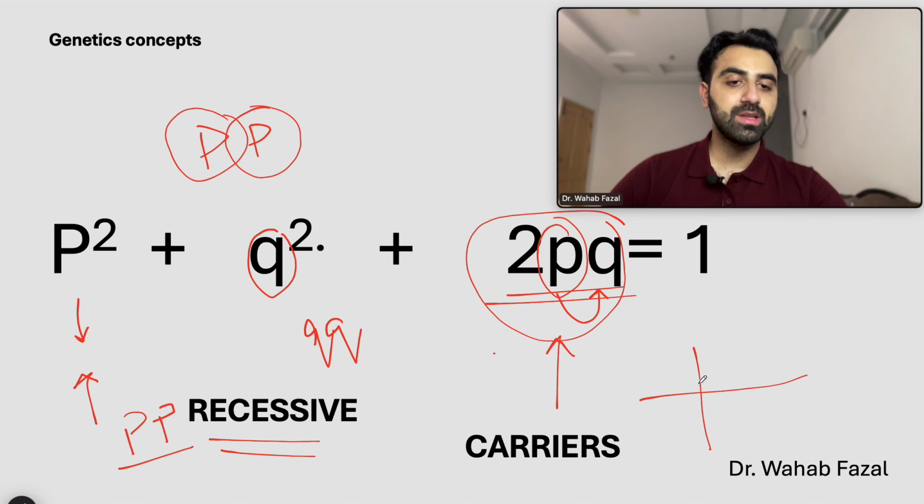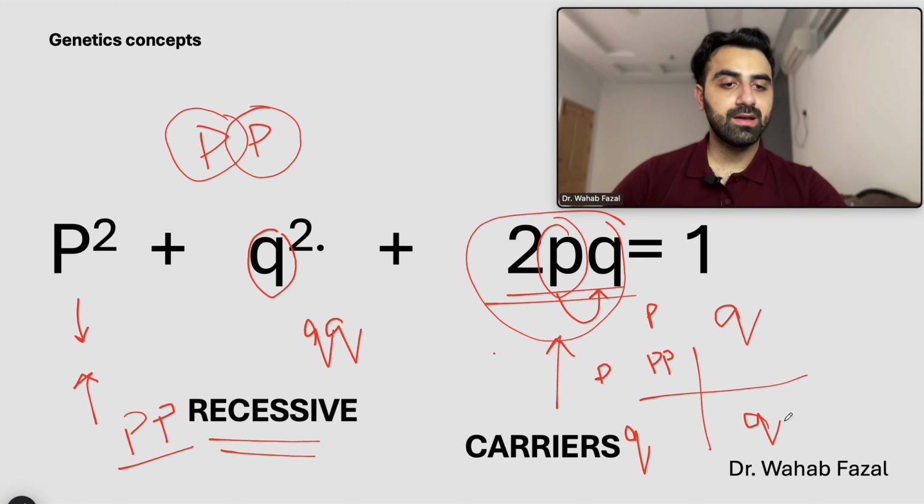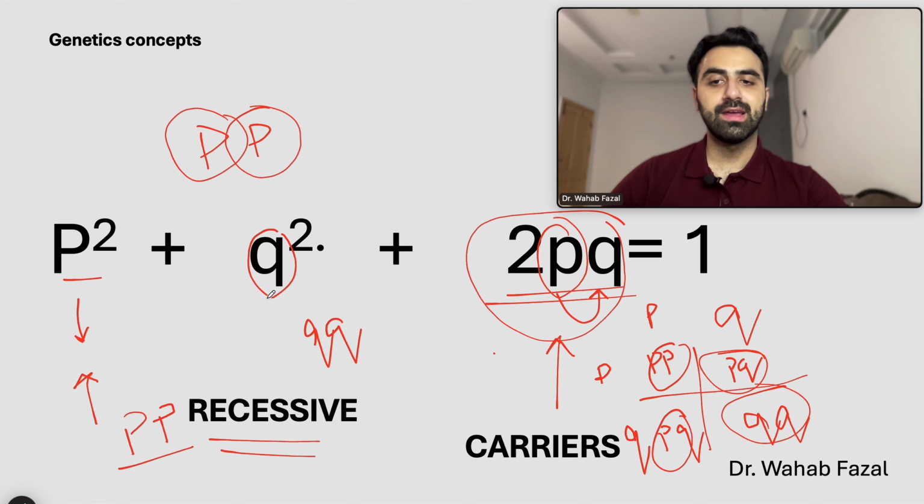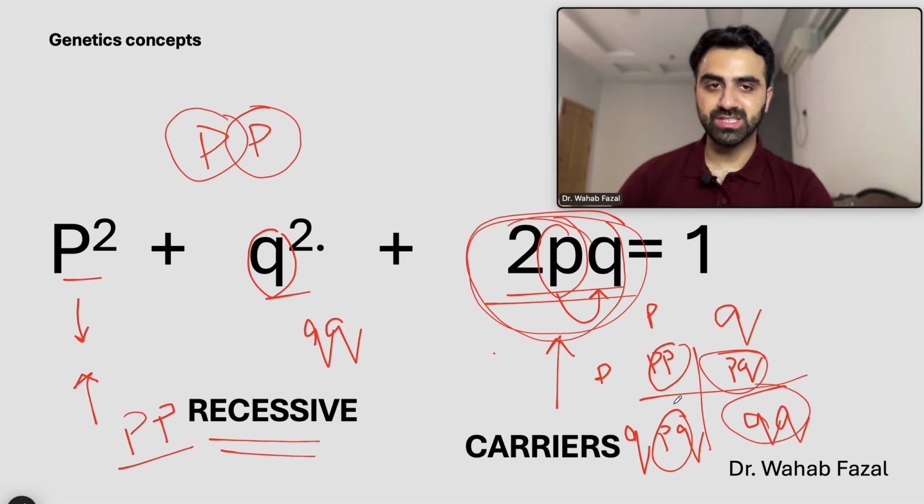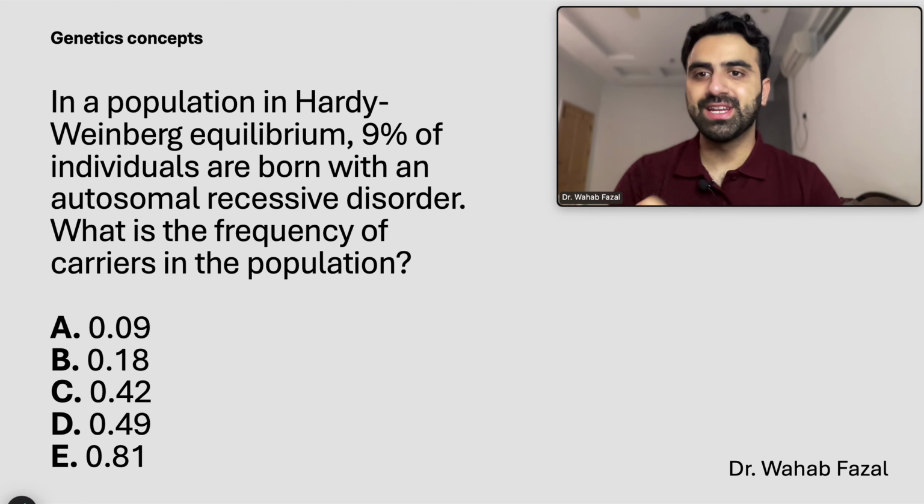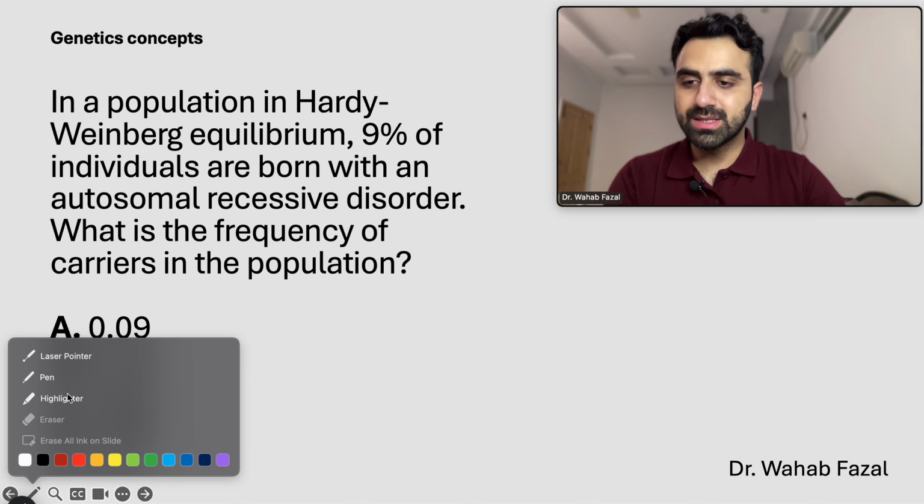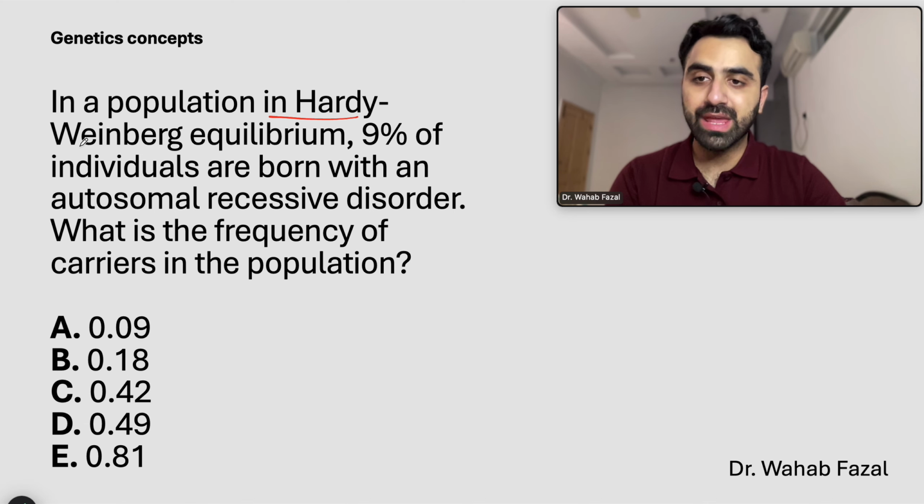So if you draw the Punnett square for this, if you put p here, q here, p here, and q here, these are the pp people, these are the qq people, these people are pq, and these people are pq. Therefore you have two pq's and one pp and one qq. So right here, 2pq. So this is essentially Hardy-Weinberg principle. Now let us try to solve this question again. So we had this population in a Hardy-Weinberg equilibrium, right?